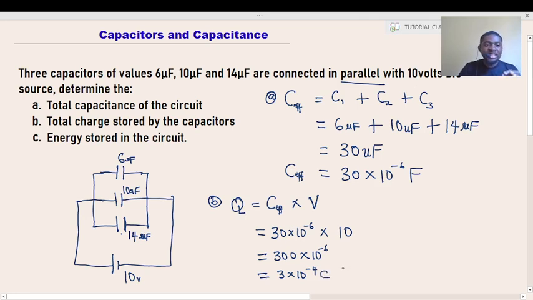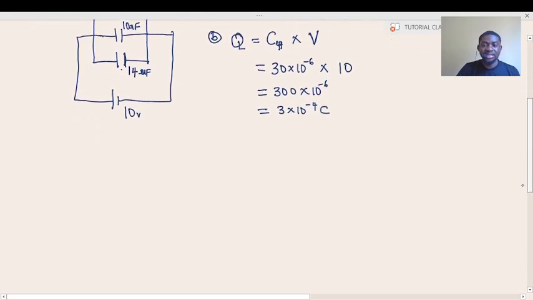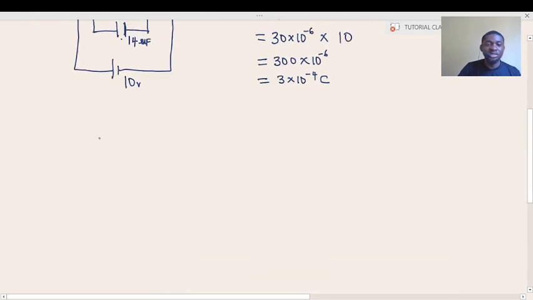Now that we know this, the last part is the energy stored in the circuit. Remember at the beginning we said capacitors store charges. So the energy stored in the capacitor or in the circuit equals 1 over 2 times the effective capacitance multiplied by the square of the voltage. Half CV squared. That's the energy stored.